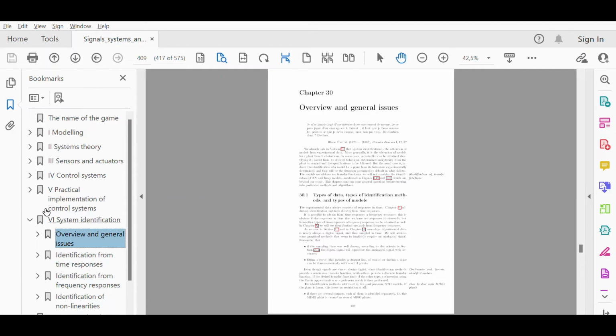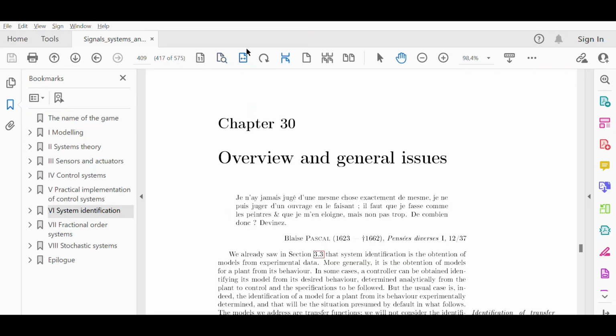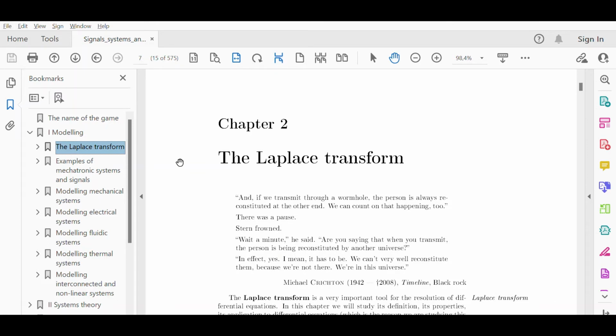Now, to follow these videos and to learn what I have to say about system identification, you should know something beforehand about systems. Let me tell you what you can find in these lecture notes that you need to know beforehand to follow these videos. First, you have to know about the Laplace transform and the Fourier transform. You can learn about that in chapter 2.